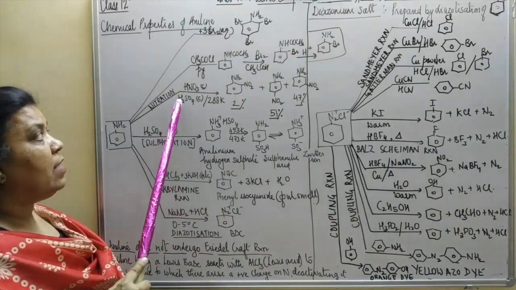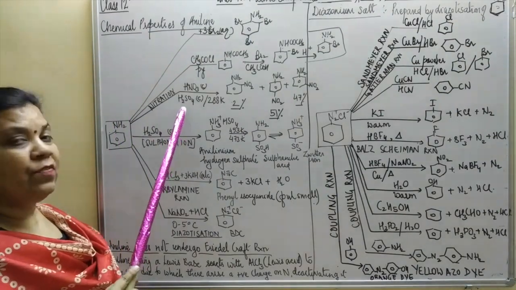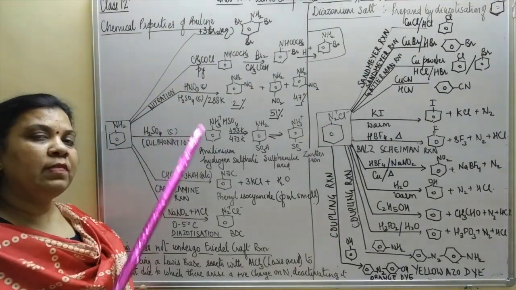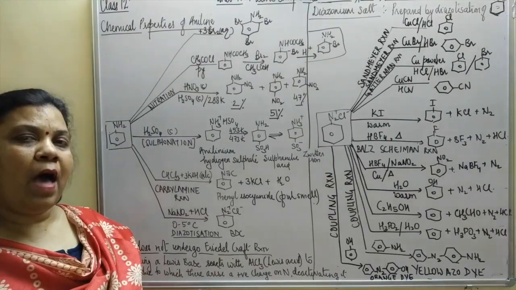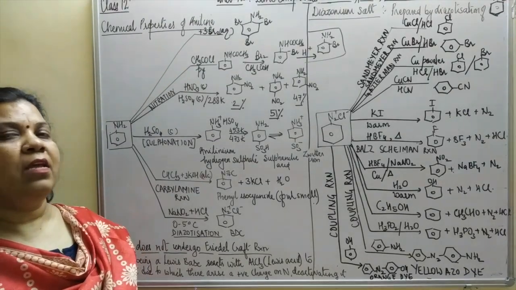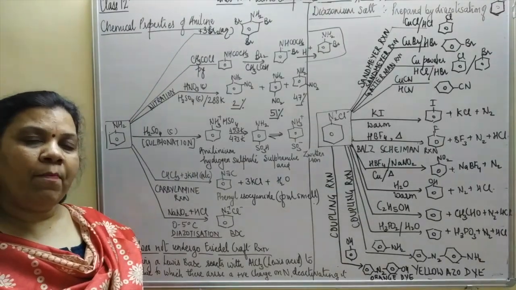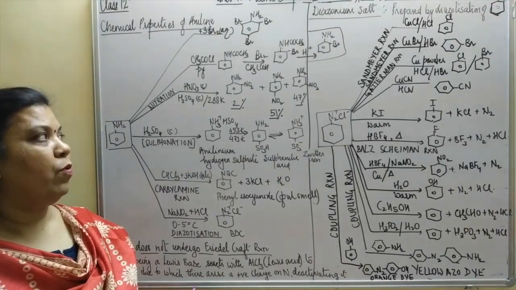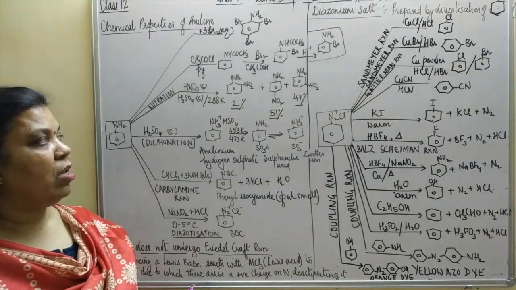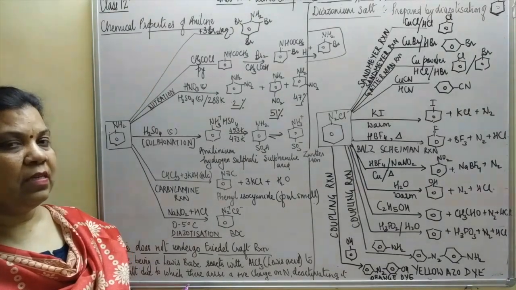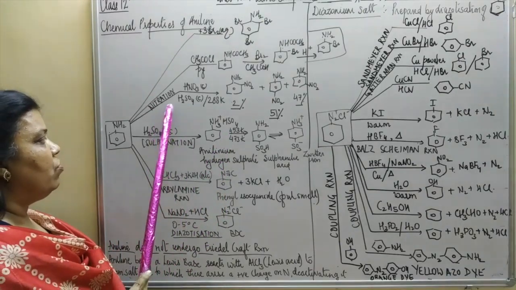The reason is that when aniline reacts with H2SO4, it forms an intermediate anilinium ion, and this anilinium ion is meta directing. So in addition to the ortho and para product, we get the meta product also in a substantial yield, that is 47% yield, as a result of nitration of aniline.